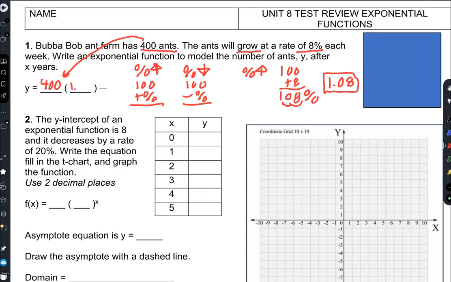That 1.08 goes here, doesn't it? And then you need an x for the exponent here. So you would physically type this into the calculator: 400 times 1.08 to the x power.